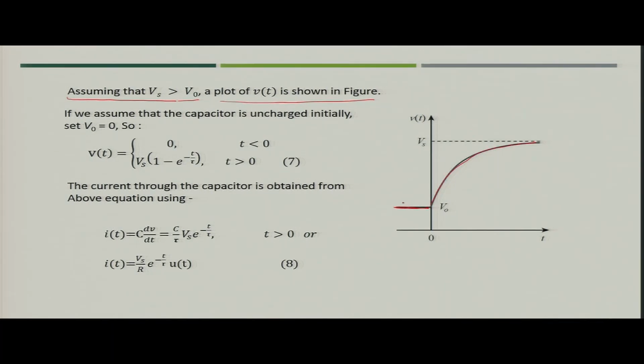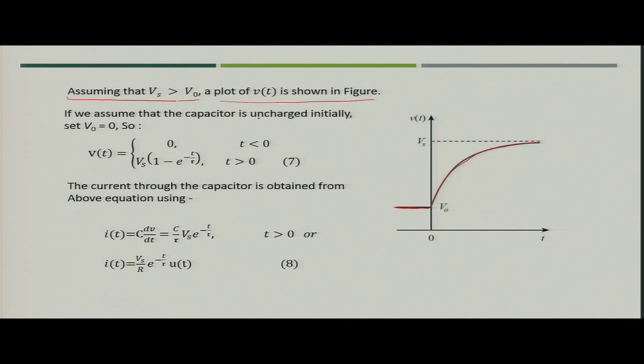Now, the important thing which we have to remember is that at steady state, which typically occurs after 5 time constants, the voltage across the capacitor would be equal to the voltage V s, that is the source voltage.